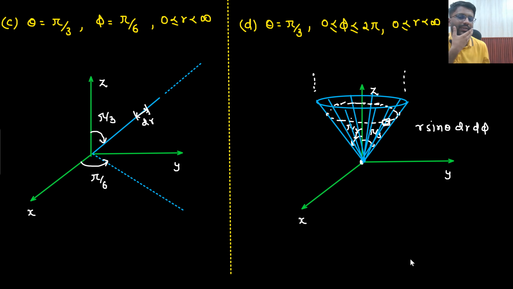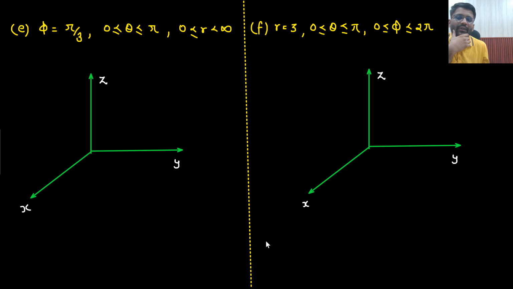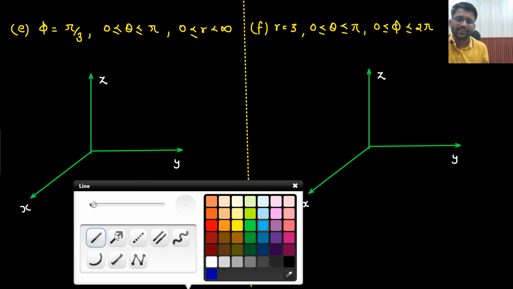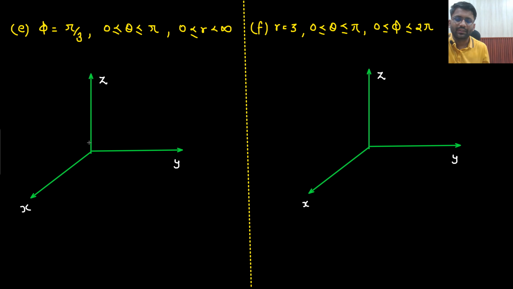Okay, so this will be the conic structure. Next, phi equals pi by 3 is fixed. Theta is varying and r is also varying. Whatever vector you get, this angle pi by 3 is fixed. Now r will also vary.